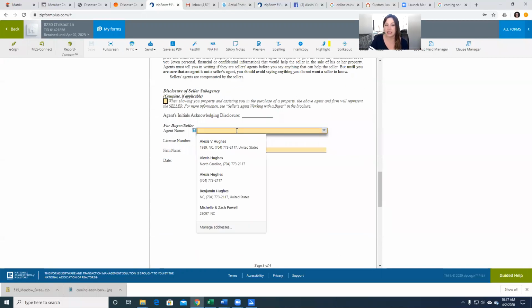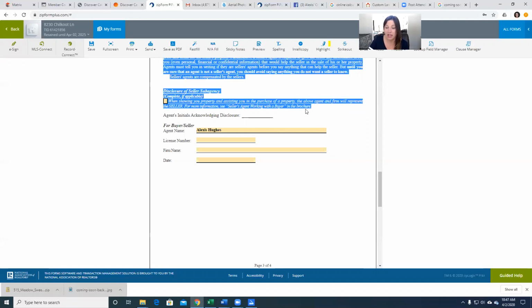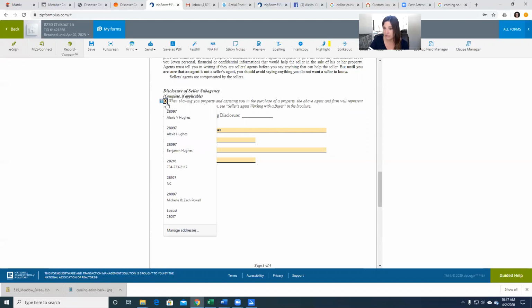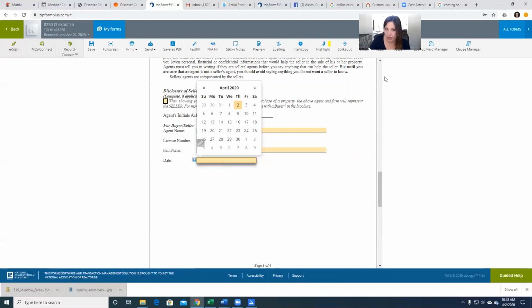So if you scroll down here, you will notice that my name is right here. I'm going to initial this because I disclosed it. And then if I am representing a buyer that has not signed a buyer agency agreement with me, I'm going to check mark right here. If they have signed a buyer agency agreement with me, I'm not going to check that. I'm just going to initial. So you put your license number, then you're going to put your firm, and then whatever date it is, we'll put the second.